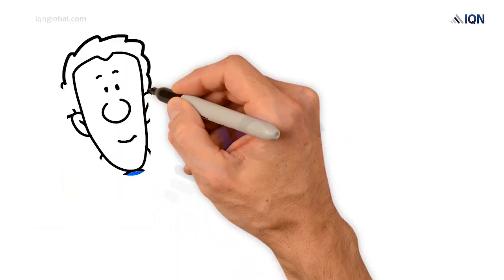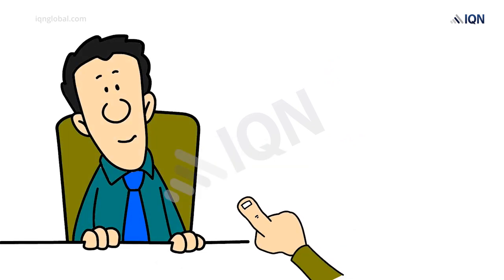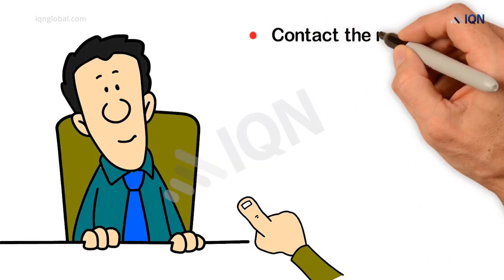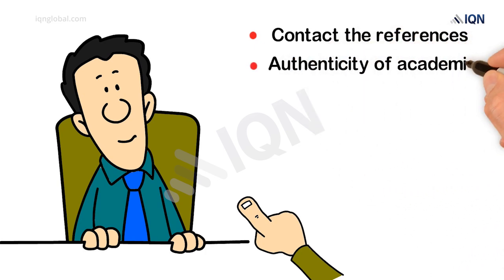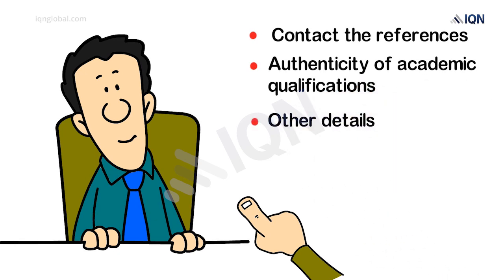Once the right candidate has been chosen, organizations will contact the references provided by the candidate. The organization will also check the authenticity of academic qualifications and other details shared by the candidates.